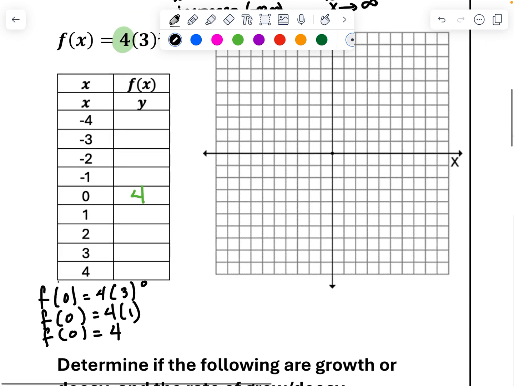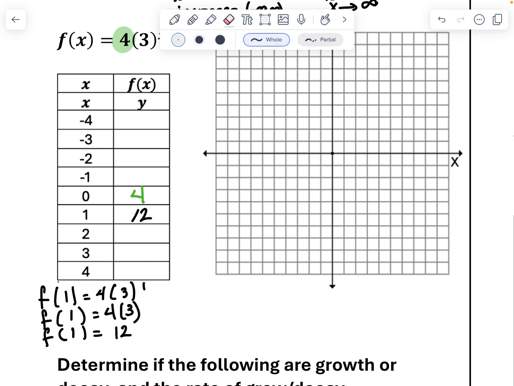Okay, so let's try it with x being 1 instead of being 0. So let's change the value of x. The value of x is going to be 1. 3 to the first power is 3, and 4 times 3 is 12. Fabulous. Let's do it again, but this time with x equaling 2. So we're going to replace all the x's with 2. That means 3 is going to be squared, which is 9, and 9 times 4 is 36. Excellent. I don't know if you've started to see a pattern here.